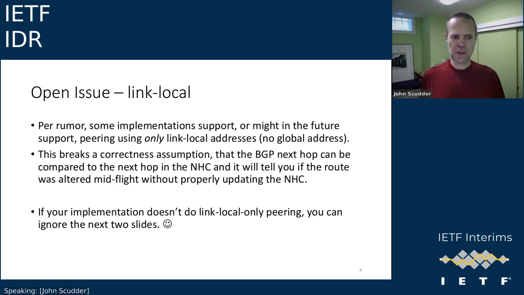There's one open issue that I'm aware of, having to do with link local next hops. The draft already talks about what happens if you have a BGP next hop that contains both a link local part and a global part, and says, well, you can just compare the global part, and that's good enough. Apparently, some of you are putting in no global part and only a link local part, which is kind of funky fresh. And that potentially breaks a correctness assumption in the draft. And this will become clearer in the next slide when there's an example.